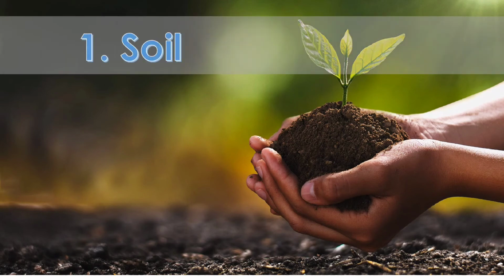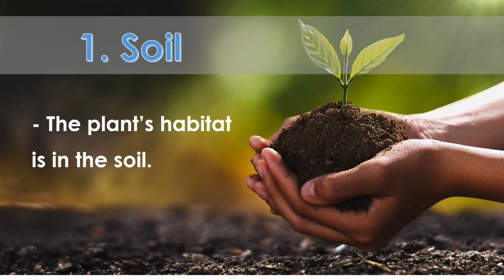First, plants need soil. The plant's habitat is in the soil. Plants grow in the soil, which is used for physical support and for nutrients through their roots. So they get nutrients out of the soil.